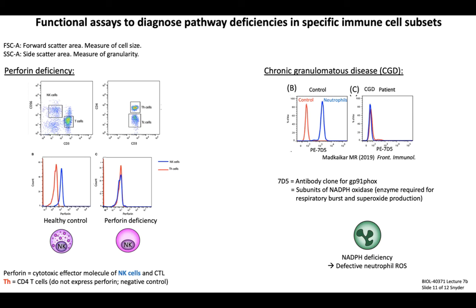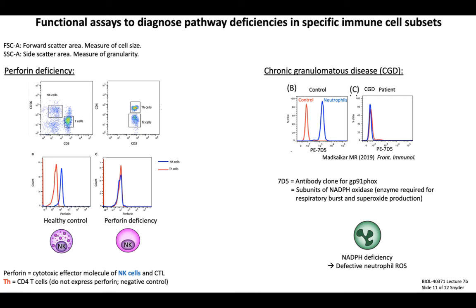In addition to other types of diagnostic tests like the NBT test, flow cytometry analysis can also be performed on neutrophils isolated from a patient's blood sample in order to distinguish between two underlying genotypes that commonly drive CGD. And this is done by staining for expression of a few different subunits of the NADPH oxidase complex that is responsible for generating superoxide. And superoxide is a major component of neutrophil ROS.